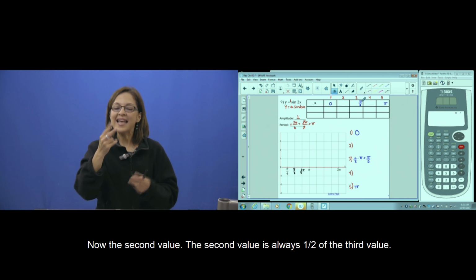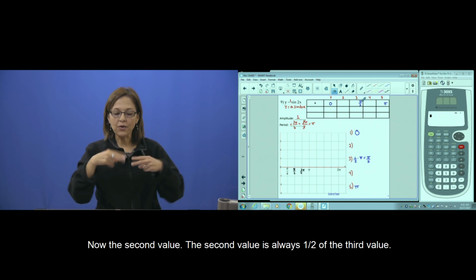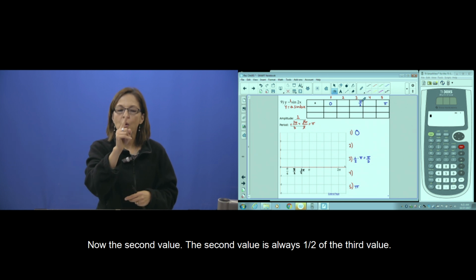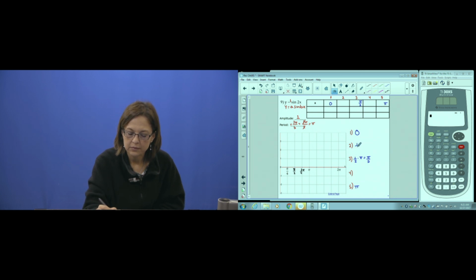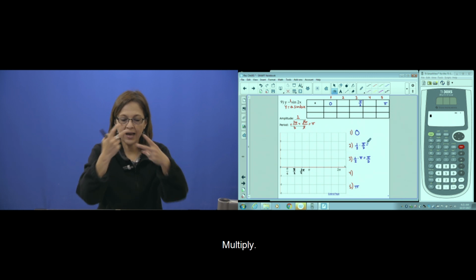Now, the second value is always 1/2 of the third value. Multiply.